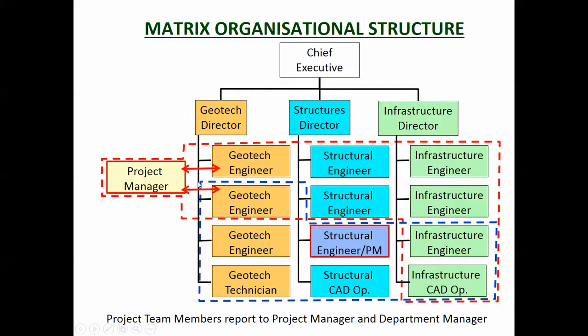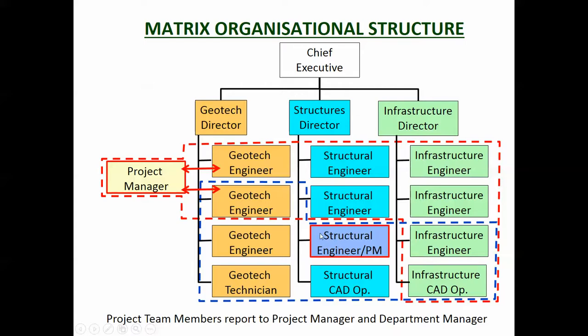Now there are different types of matrices. There's a weak matrix where most of the communication would be to there. So these people are really responsible to their director, but they also keep the project manager informed. To a strong matrix where these guys are essentially working for the project manager for the duration of the project.